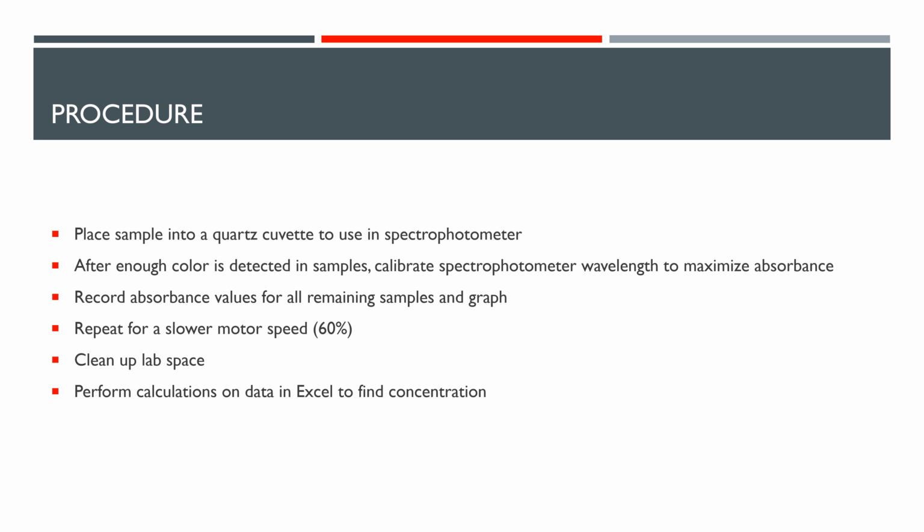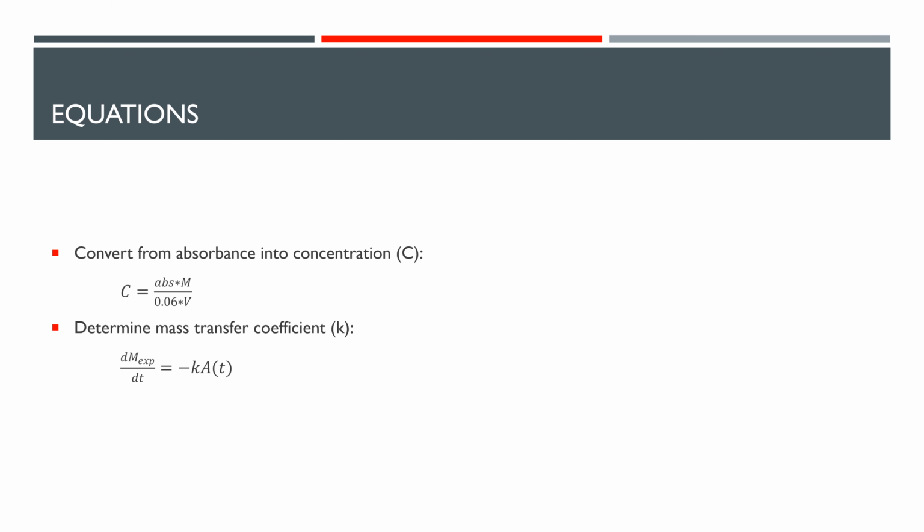After enough color was detected in the samples, we were able to calibrate the spectrophotometer wavelengths so that we could maximize the absorbance. We then recorded the absorbance value for all remaining samples and we graphed those in an Excel document. We then repeated that for a slower motor speed, which was the 60% trial 2, and then we cleaned up our lab space and performed the remaining calculations on the data in Excel to find the concentration and the mass transfer coefficient. Here are the two equations that we used the most in the Excel document. The first equation converted the absorbance into the concentration, and the second equation determined the mass transfer coefficient.